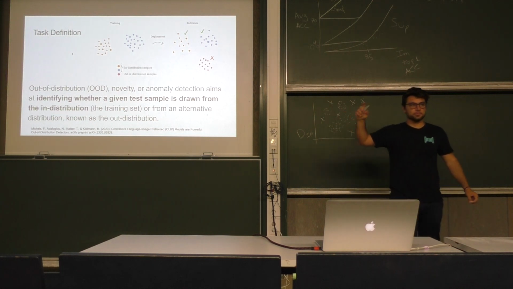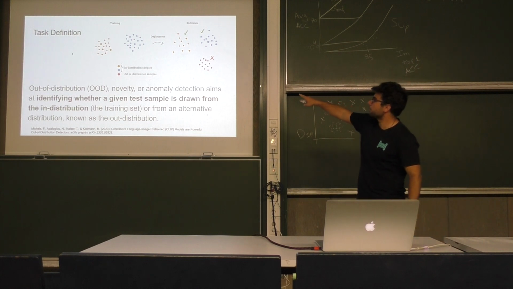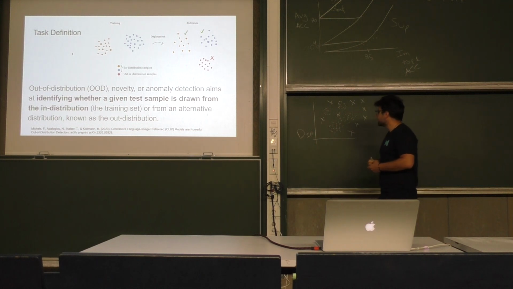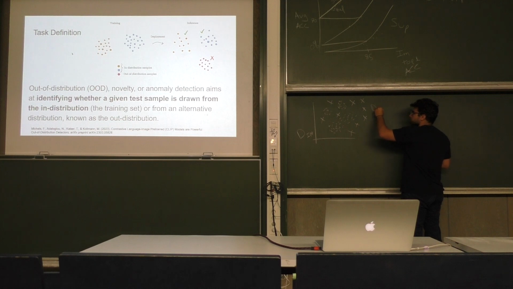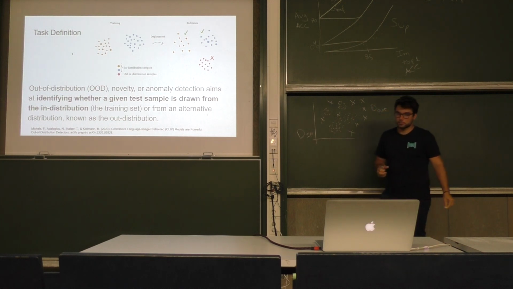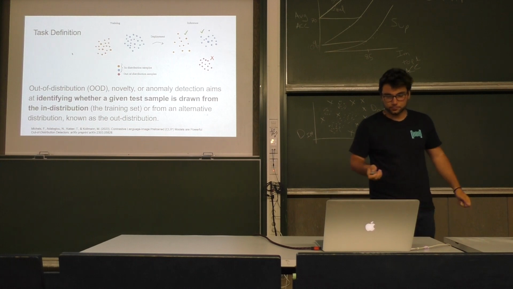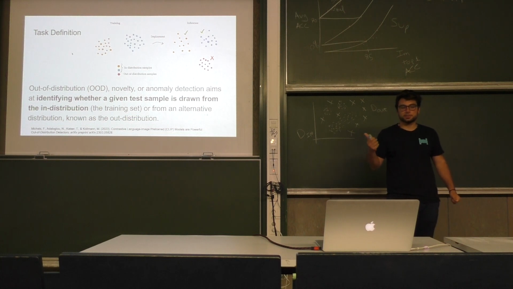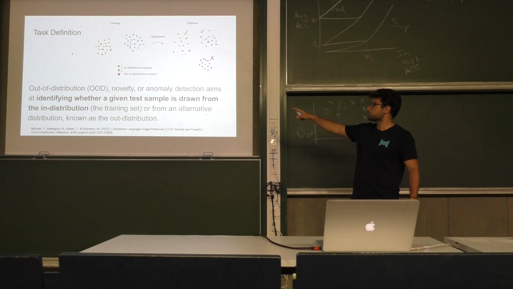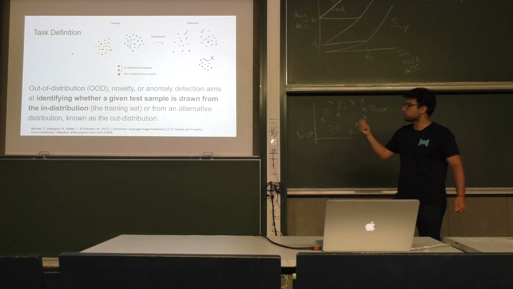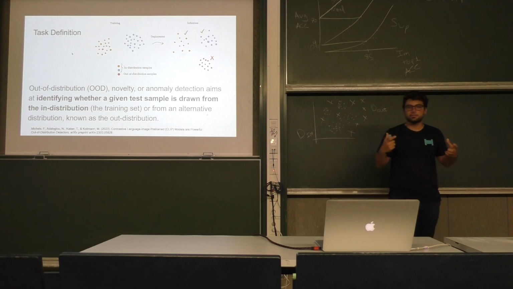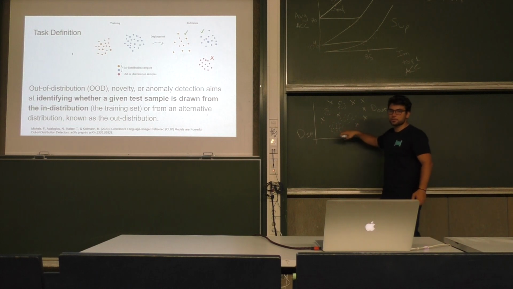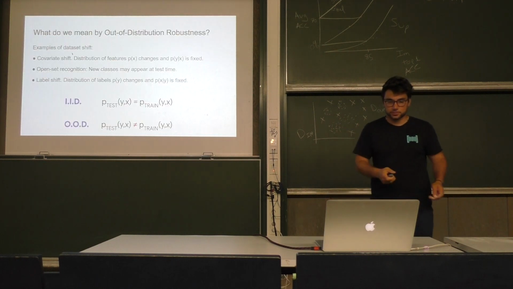So we want to detect these samples, the red ones on the plot, on the slide, which is the out distribution. Okay, and we have three terms referring to the same task: out of distribution, where the abbreviation that I use is OOD, novelty detection, or anomaly detection. So we try to identify samples that are probably outliers. Alright? This is the task. Let's see what we do about this.